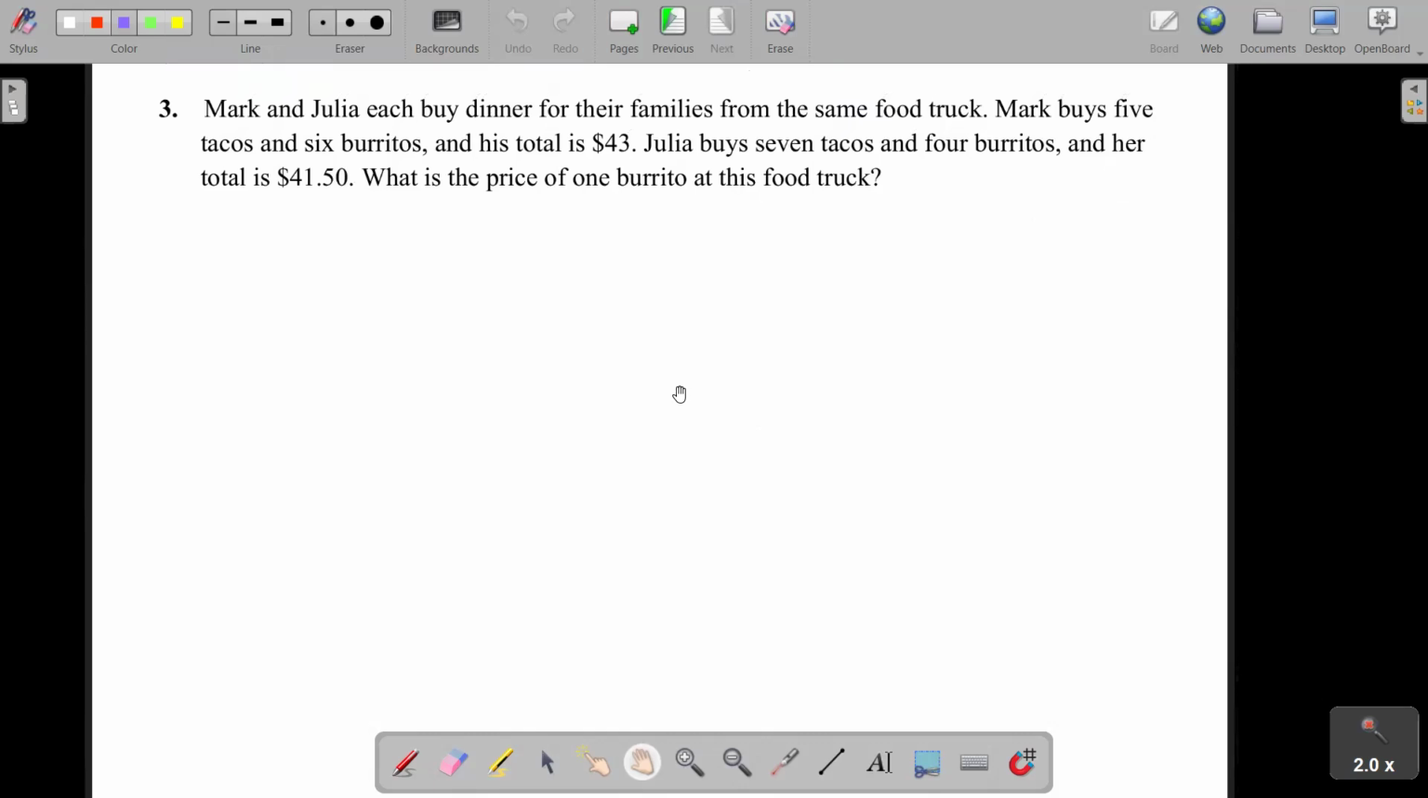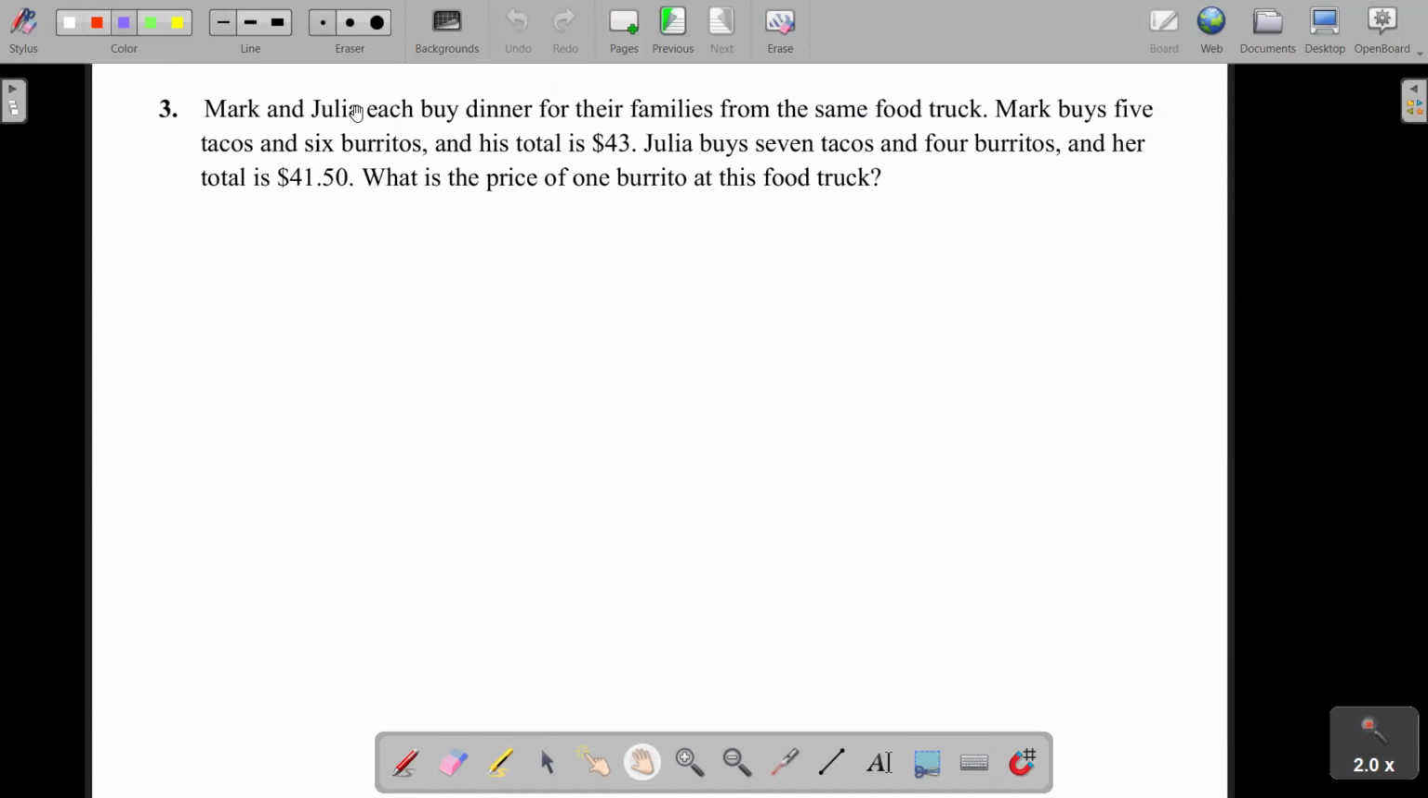So Mark and Julia, they go to the same food truck. Bless you. And they're each sent to buy dinner for their families. And so Mark walks up and he buys 5 tacos and 6 burritos, spends some money. Julia walks up and buys 7 tacos and only 4 burritos, and she spends some money. The question is, how much did each item cost at the food truck? If all we knew was Mark or Julia, we could never solve this problem. Ever. There'd be infinite combinations. But with 2 people, we're locked in: 2 equations, 2 variables.